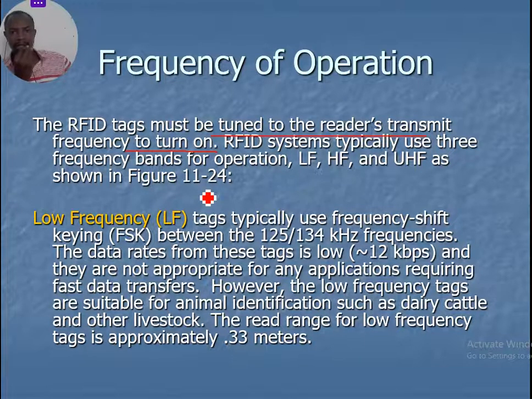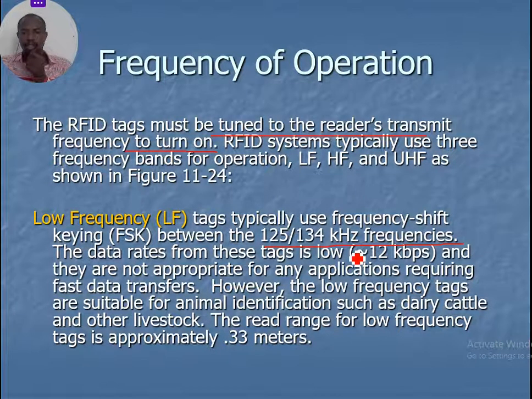Now the RFID system typically uses 3 frequency bands for operation. These frequency bands include the low frequency band, high frequency band, and ultra high frequency band. Now let's take a look at them one after the other. The low frequency LF tags typically use a frequency shift key, what we call FSK, between 125 to 134 kilohertz frequencies. So this is a low frequency because it's operating in the kilohertz bandwidth. So we say the low frequency uses a modulation technique called the frequency shift key, FSK, and operates within a bandwidth of 125 to 134 kilohertz.